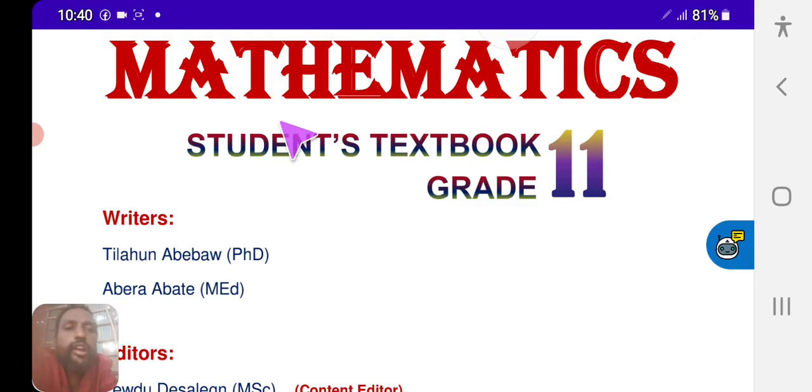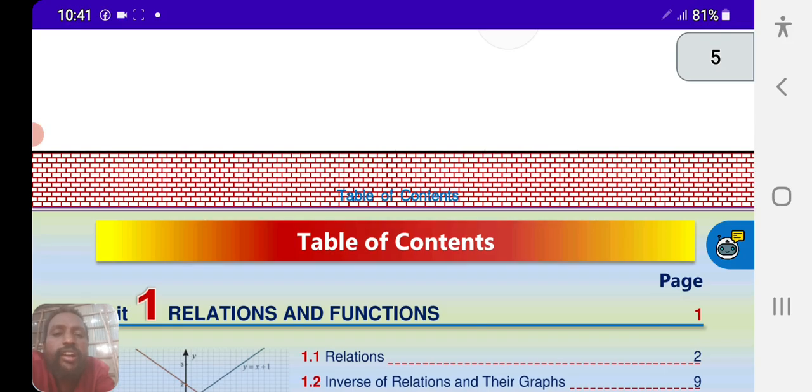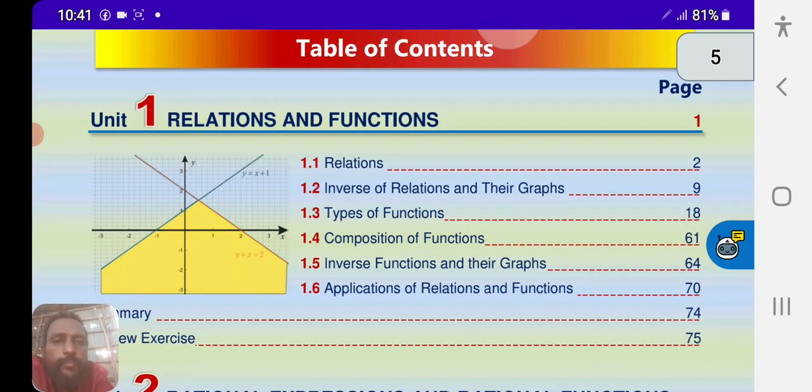Students, today we are going to see mathematics for grade 11. This is a student textbook for grade 11 for Ethiopian students. This mathematics depends upon the new curriculum, which is very important for the entrance exam as well as for deep knowledge. Today we are interested in grade 11 mathematics unit 1. Unit 1 deals with relation and function.